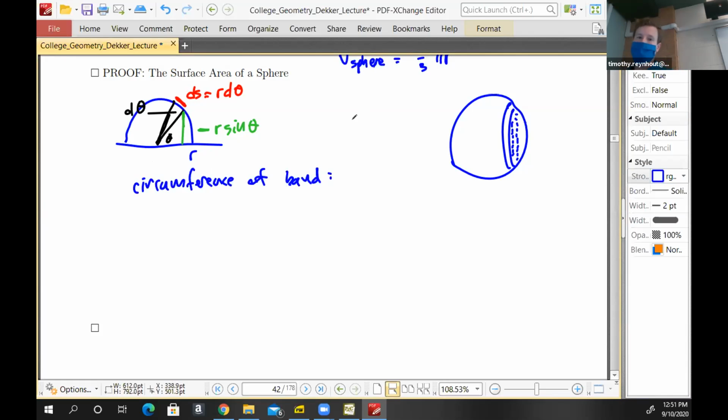And of course, the circumference would just be 2 pi times the radius of the band, and the radius of the band depends on what angle we're at. That radius of the band would be r times sine theta. So 2 pi times the radius of the band, which is r sine theta. And then the width of the band would be equal to r d theta.